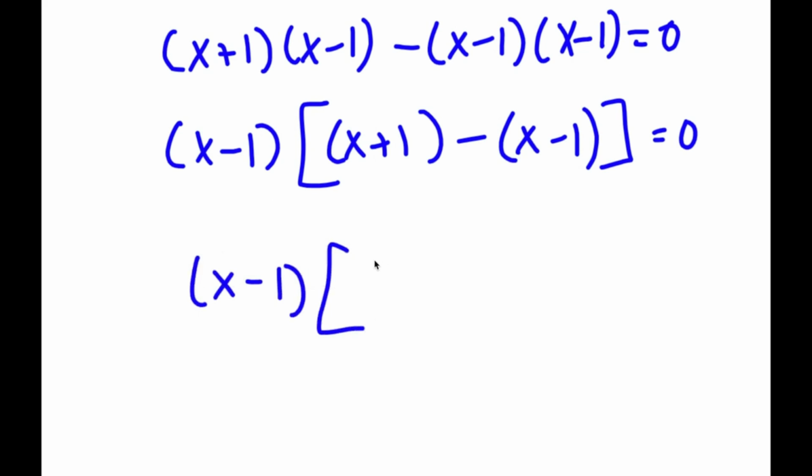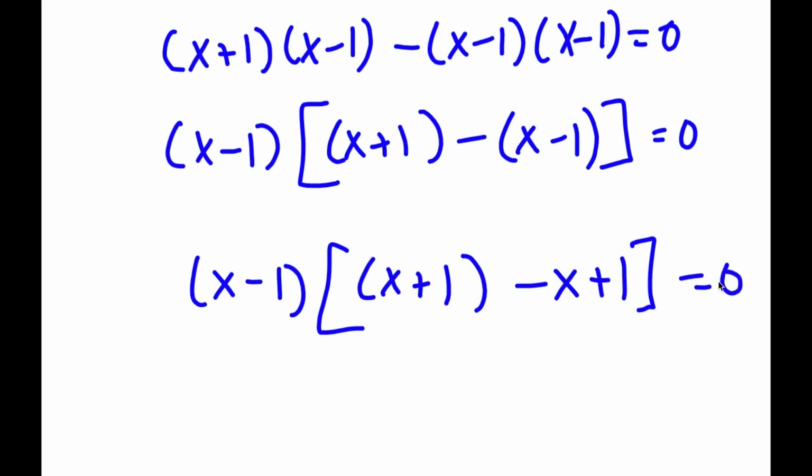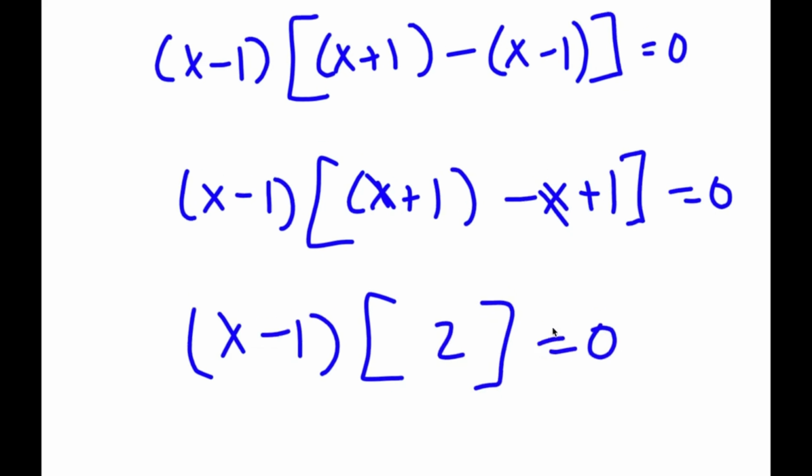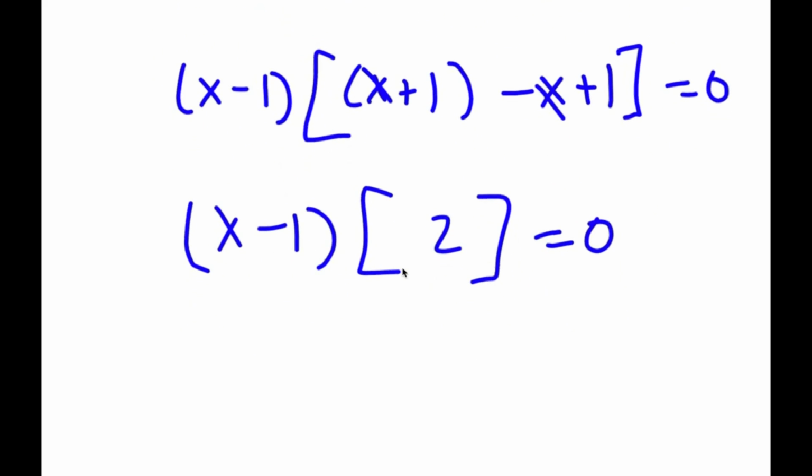Now this is equal to x plus 1 minus x plus 1. And these two x's cancel out, so all I'm left with is 1 plus 1, which is 2. So I have x minus 1 times 2 is equal to 0.